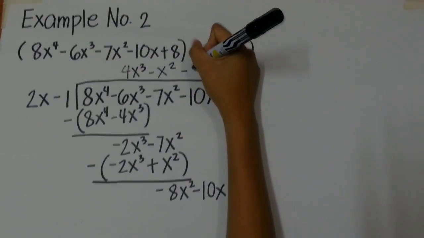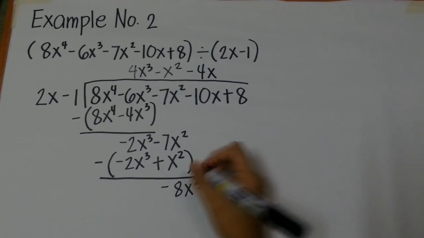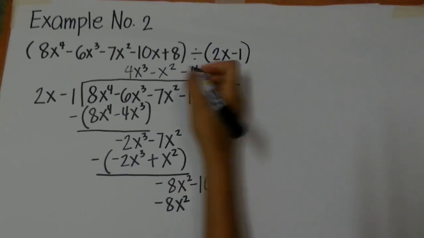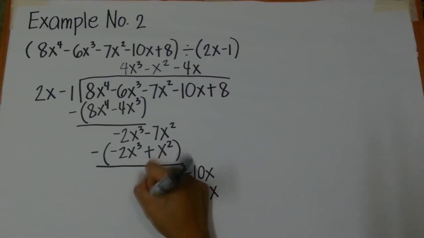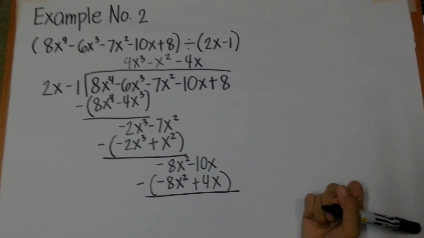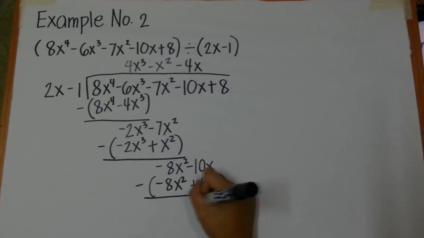That would be negative 4x. Multiply this with the divisor. Negative 4x times 2x is equivalent to negative 8x squared. Negative 4x times negative 1 is equivalent to 4x. We add parentheses in order to avoid confusion. And then we subtract. Negative 8x squared minus negative 8x squared is equivalent to 0.